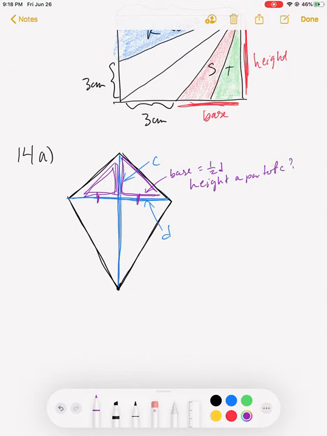Okay, but how much? Well, it could depend. It depends on how skinny it is. So we don't have any way of knowing that. So we can't divide the kite up into these 4 triangles.